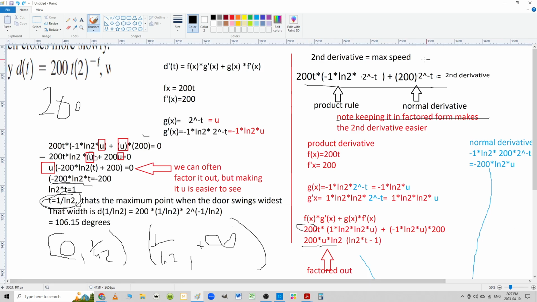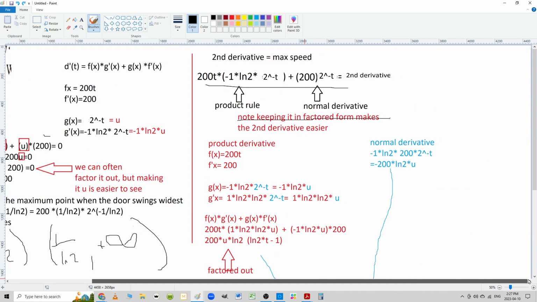Now I'm going to do this right side. That's an easy exponential derivative. I take the exponent itself, I multiply it by the ln 2, the base, and the derivative of this, negative 1. So I get negative 1 times ln 2 times the exponent itself. Now, this part of the exponent I'm going to replace with u. So I get 200 times ln 2, negative 200 times ln 2 times u. The negatives can really mess up, so don't miss them.